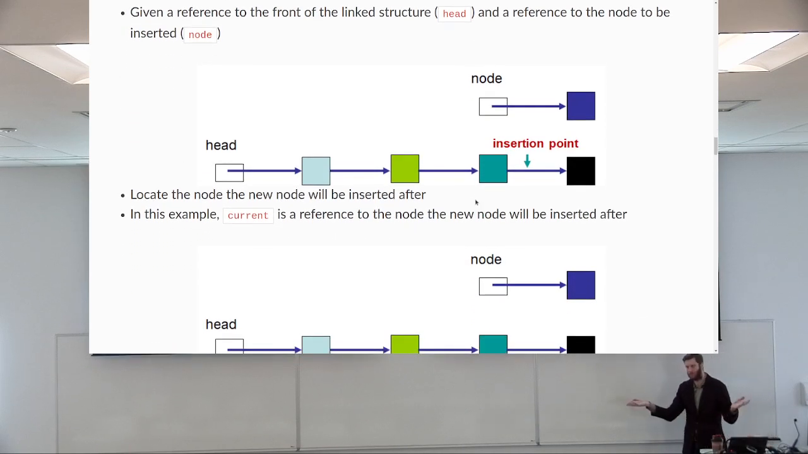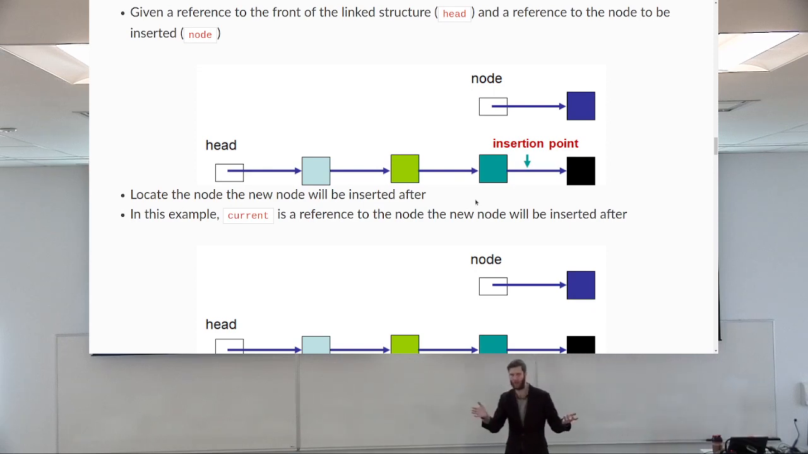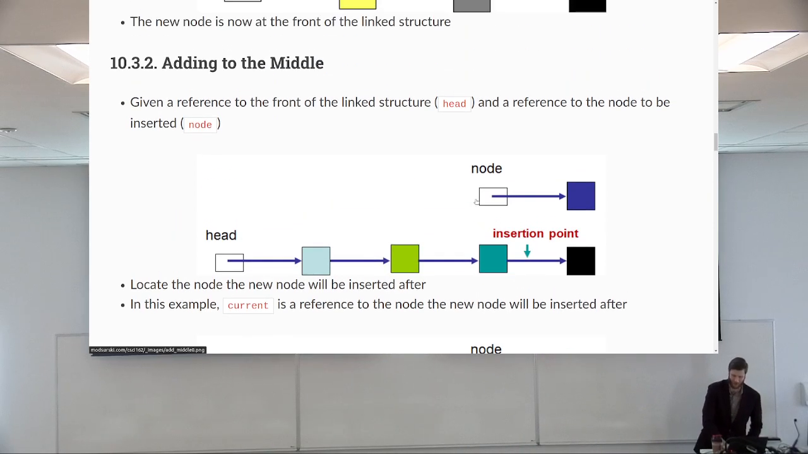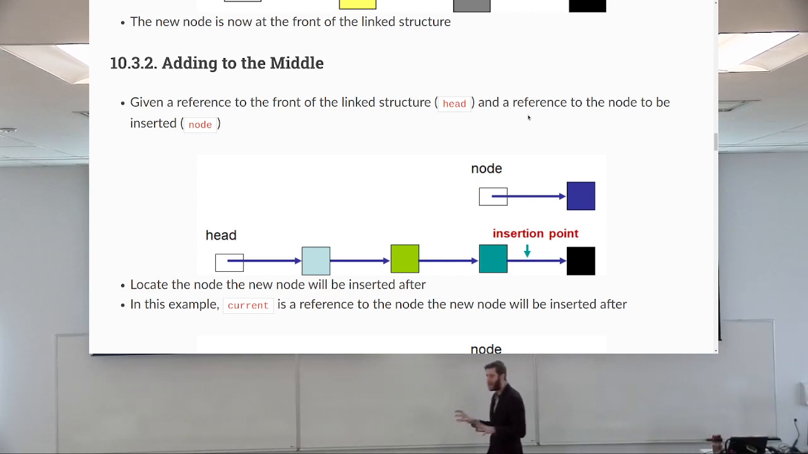Adding to the middle, and when I say middle, I mean just some arbitrary point that's not the front or the end. So let's say somehow I found the spot where I want to insert the node. Actually here, let's do this as a little exercise. I want you to take a moment to think, maybe even talk amongst yourselves. Let's say I want that blue box to end up between the turquoise and the black one. I want the blue box to come between those two.